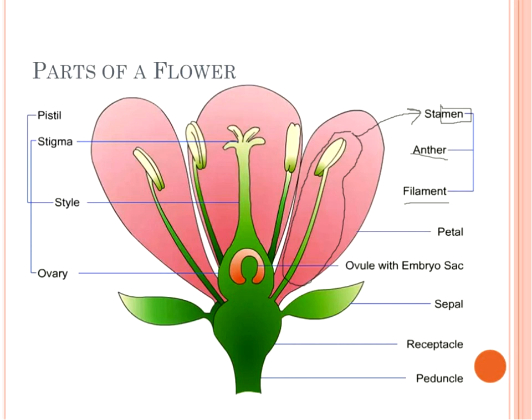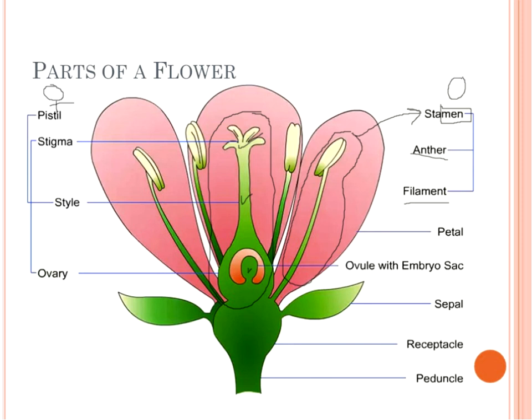The center of a flower is the female part. So think center of the flower is the female part. And that is called the pistil or carpel. Depends on what book you're looking at. But it's pistil or carpel, which contains the stigma, style, and the ovary. So pistil is the female part.